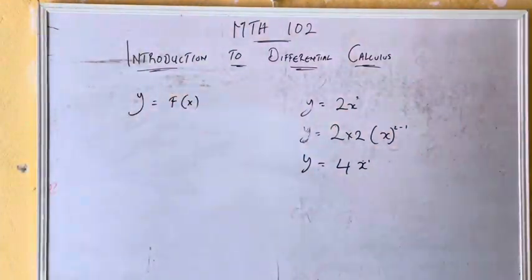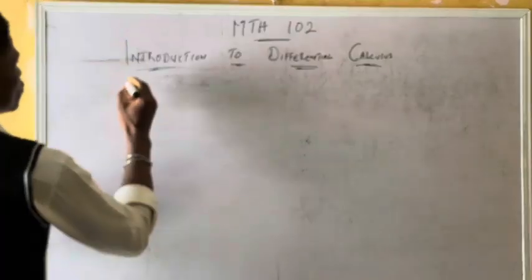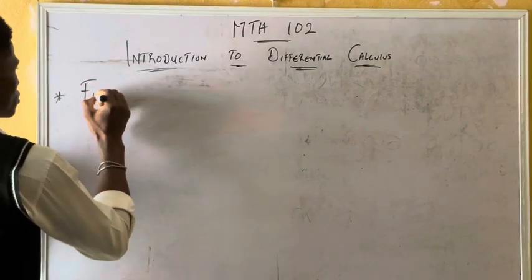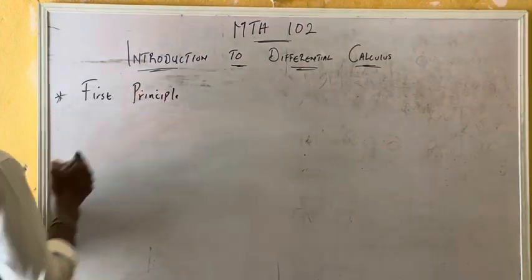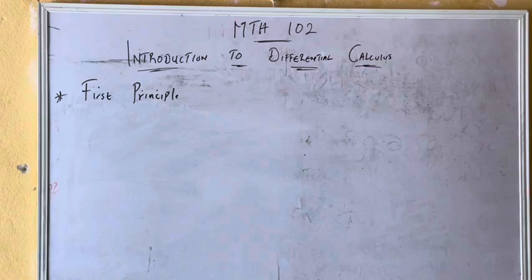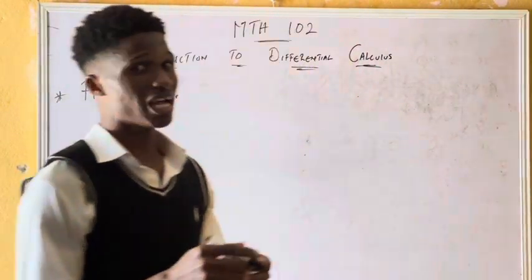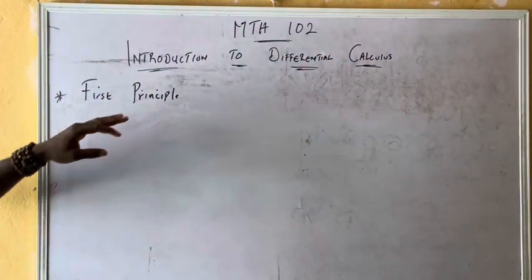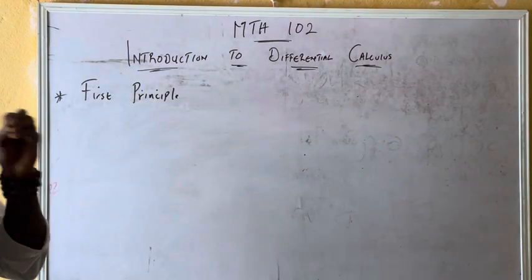So in this chapter, we'll be looking only at the first principle. Now, why do we call it first principle? It's not necessarily because it is the first rule of solving differential problems. It is actually one of the first, but not really the first, and that's not the reason why we call it first principle. We call it first principle because dy/dx was derived using the first principle.